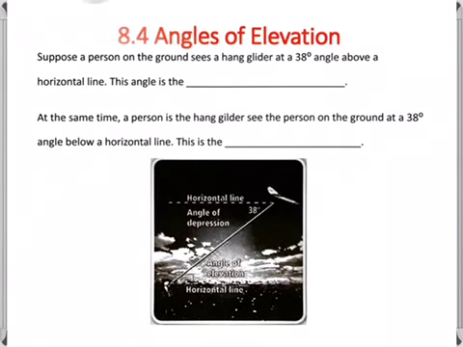Angles of elevation and depression. Suppose a person on the ground sees a hang glider at a 38-degree angle above the horizontal line. This angle is then referred to as an angle of elevation.